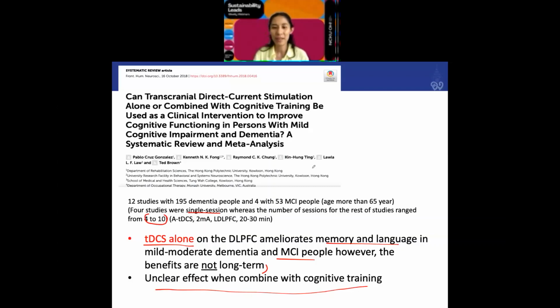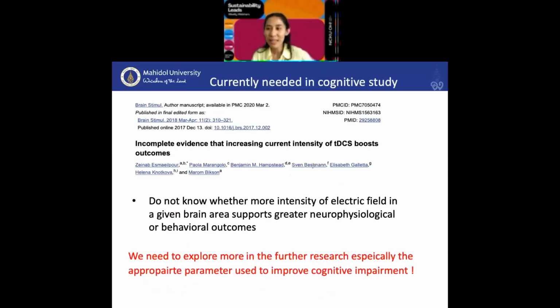Yeah, very interesting. Okay, my last slide. What is currently needed in cognitive studies today? The review articles tell us that we still have incomplete evidence on increasing current intensity. Whether increased intensity of tDCS can boost the outcome, we don't know.